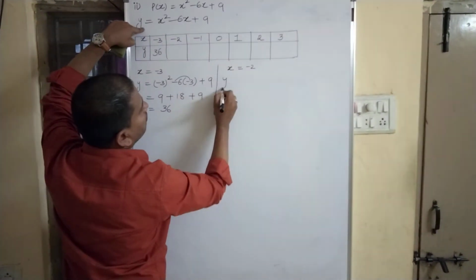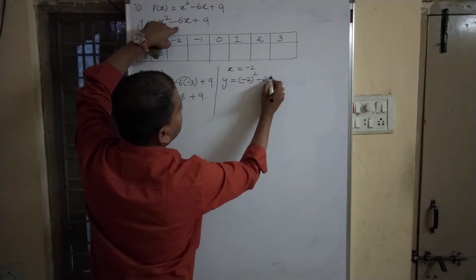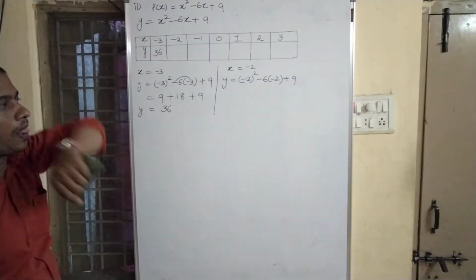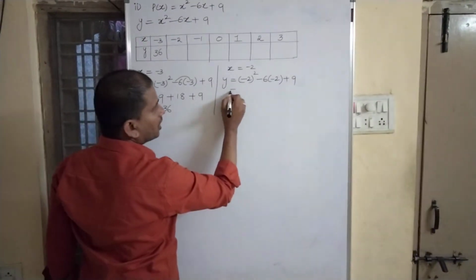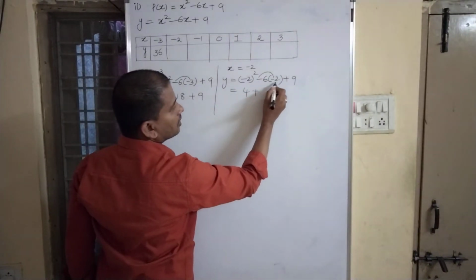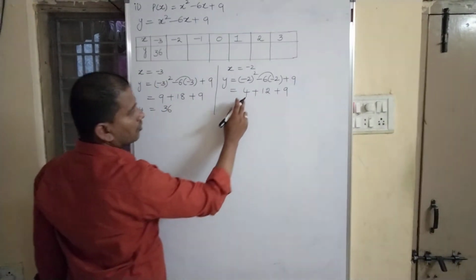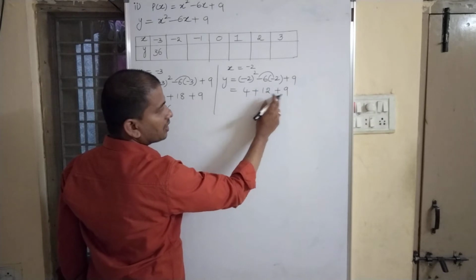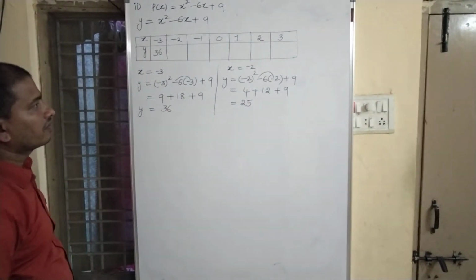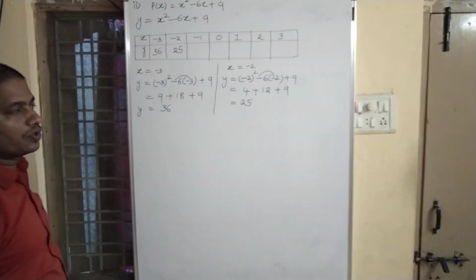Now, second case, when x equal to minus 2, let us find out the value of y. y equal to minus 2 whole square minus 6 into minus 2 plus 9. Minus 2 whole square, that is equal to 4. Minus into minus plus, 6 2s are 12, plus 9. 4 plus 12, 16. 16 plus 9, that is equal to 25. When x equal to minus 2, the value of y is 25.